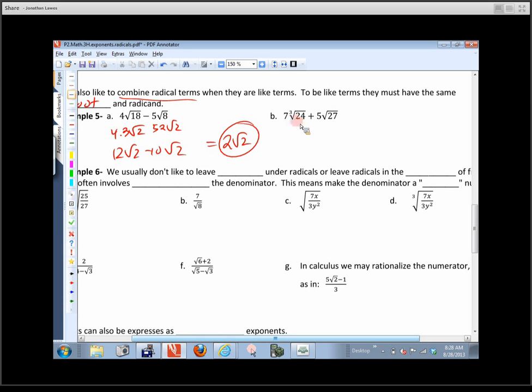This would be 14 cube root of 3. Took out an 8. That would be 2 on the outside. And this is a square root of 27, not a cube root of 27. So that means I can take out a 3. So this is going to be plus 15 square root of 3. That's a square root of 3. That's a cube root of 3. Can't combine them at all.